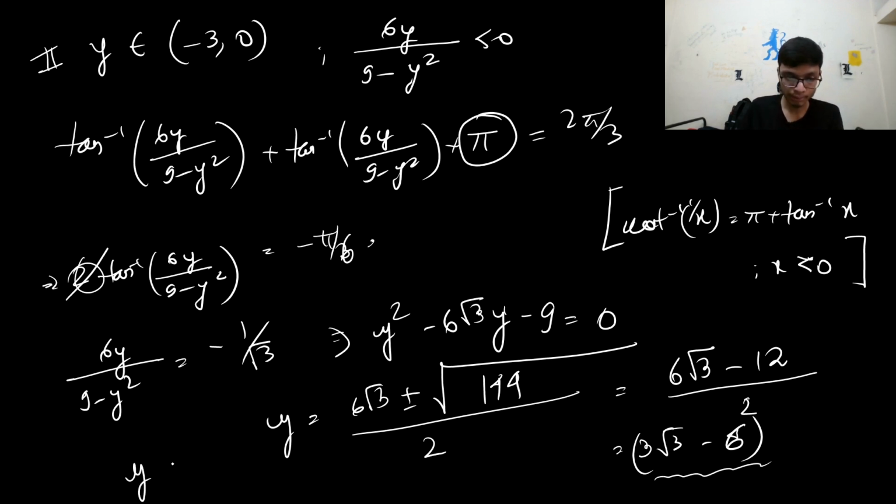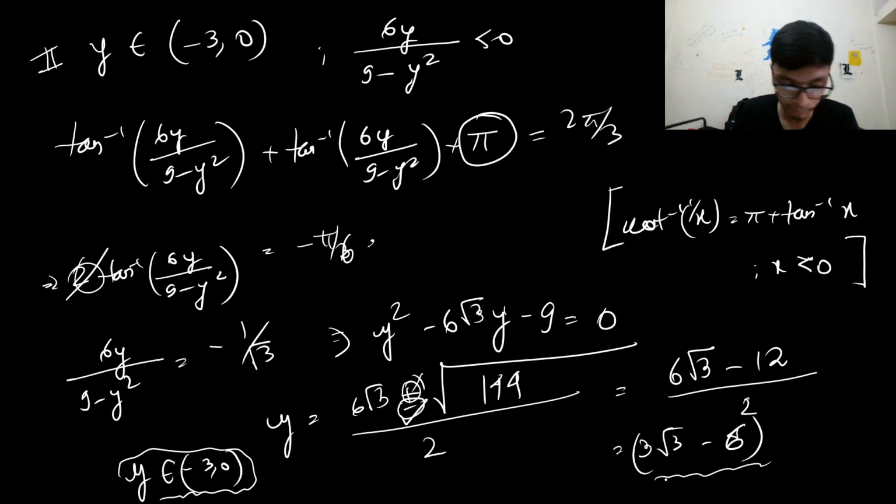We take the negative sign because y belongs from minus 3 to 0. We will take the negative quantity, not the positive. So we reject the positive sign and take the negative sign over here. From there we get the result 3 root 3 minus 6. So this is the second solution.